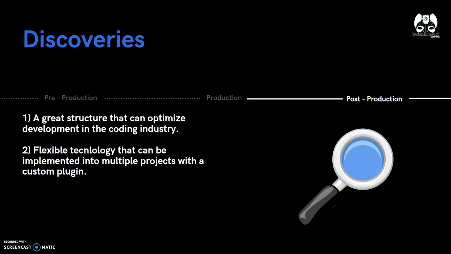And we have some discoveries. Omniverse is a great structure that can optimize development in the coding industry. As you can see, we can make different developments by using Omniverse in a custom engine and actually in the production of video games in real time. And as well, the flexibility of the technology can be implemented into multiple deployment projects with a custom plugin. This is one of the greatest parts that we discovered.